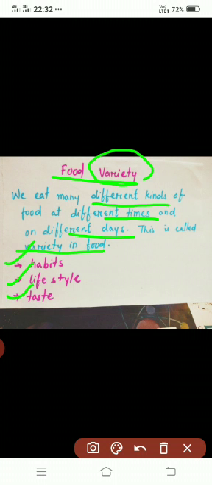So, what do you mean by habit? Habit means the people who live in particular climatic conditions. Based on their climatic conditions, they feed on the types of food. For example, let's take we Indians and Europeans. Mostly, we Indians like to have spicy food, whereas Europeans mostly eat boiled food.